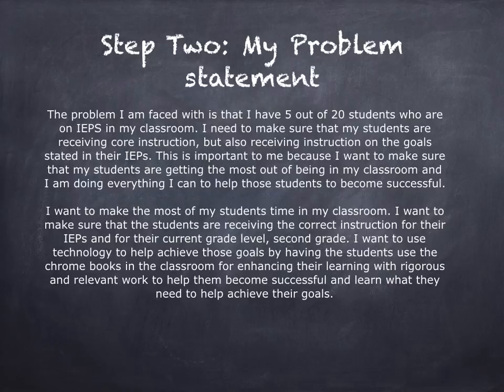My problem statement was that I have 5 out of my 20 students in my classroom who are on IEPs for reading and for math. I wanted to make sure that they were receiving core instruction at the second grade level, but also that they were working on their IEP goals as well. I want to make sure that they are using their class time as efficiently as possible. I was recently given a set of Chromebooks in my classroom, and I felt like this would be a great opportunity to use the Chromebooks to help me and these students out as well.